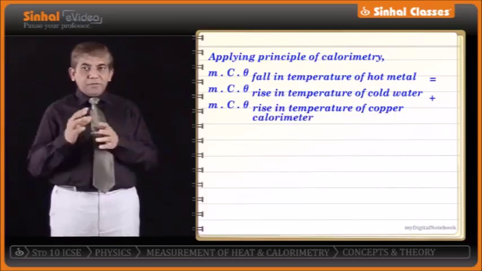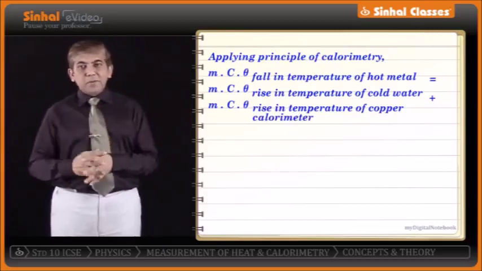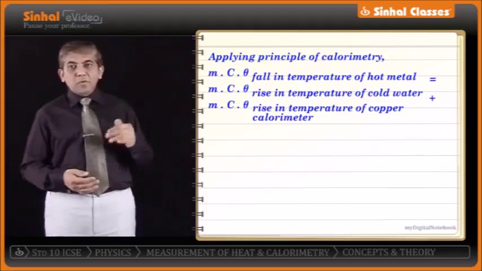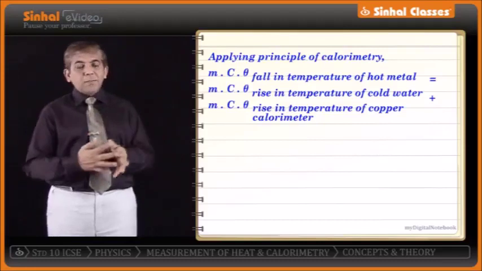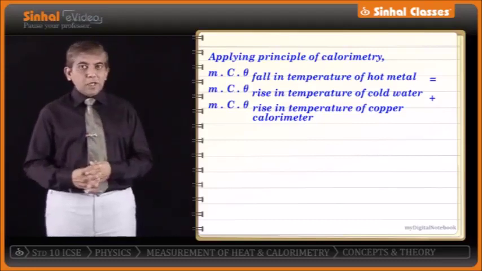So basically we divide the numericals based on principle of calorimetry into these four categories. You do not get any other type as far as POC is concerned. That's principle of calorimetry.